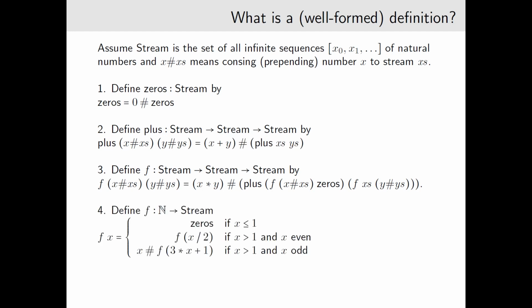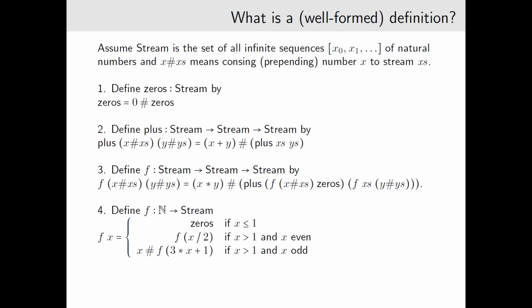Right. And here's another example. This is a function that takes a natural number and produces a stream. Can somebody attempt to tell me what the function computes? Is it collapse or go back? Yeah, it's collapse.